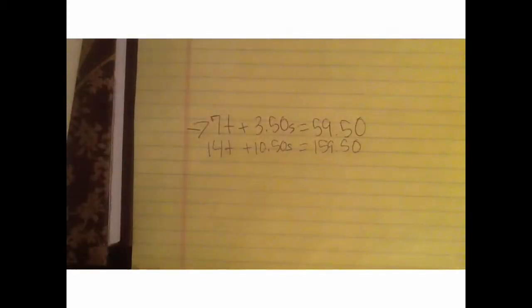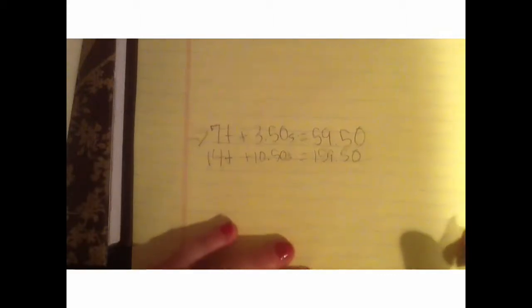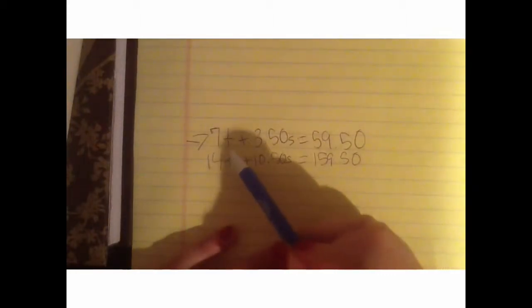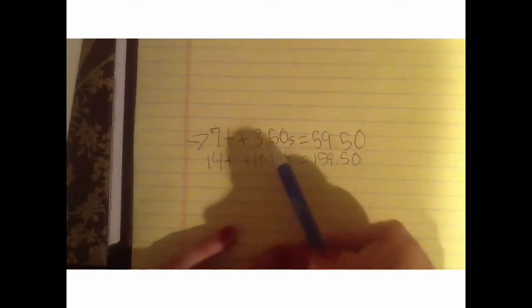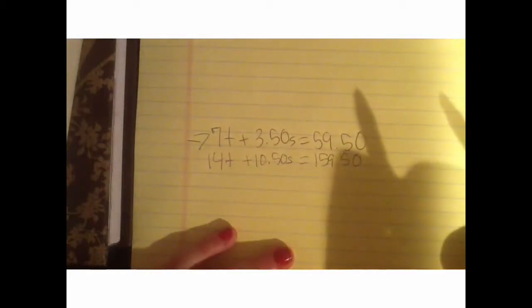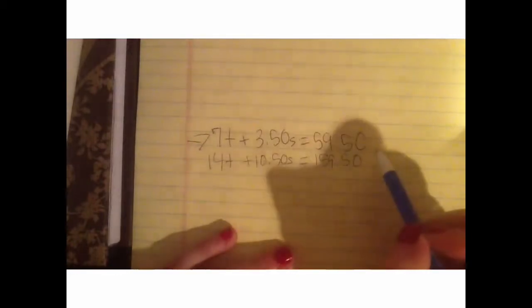All right, guys, first thing I need to do is solve this system. So I see I have two variables, t and s. And I know I need to get one variable by itself. Again, I'm going to solve this using substitution. So I'm going to choose my first equation, 7t plus 3.50s equals 59.50. The first thing I'm going to do is move t to the other side. So I'm going to pull it out up here.